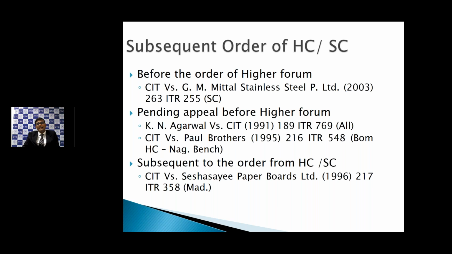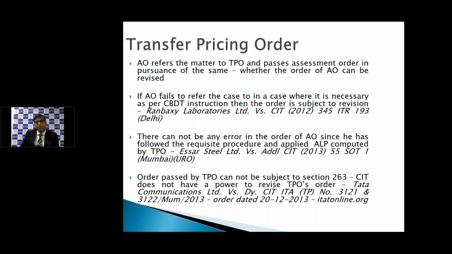Yeah, one of these aspects, transfer pricing order. Now, as far as the transfer pricing order of the TPO is concerned, it is not an order passed by an assessing officer. The definition of AO does not include TPO. TPO is a different officer. AO has a power to refer the matter to the TPO under section 92CA. So the order which is passed by TPO, though it is part of a proceeding, since it is not passed by AO, it cannot be the subject matter of revision under section 263. We have an unreported decision in the case of Tata Communication also on this particular aspect.